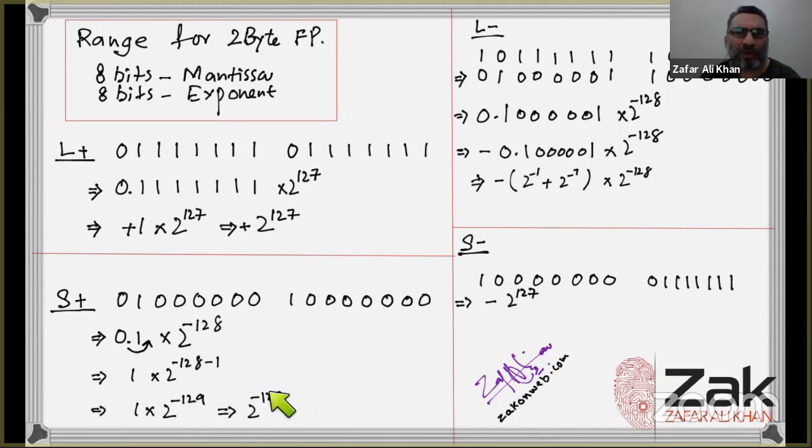2 to power minus 129 means we move the point to the right 129 times, then it would become 0 point, 128 zeros and then 1. This is the smallest positive number that we have. And the largest negative number means the negative number that is closest to 0 on the negative side. Once we convert it from negative to positive, this becomes 0.10000001 into 2 to power minus 128, and that is how we get the answer over here. The smallest negative number, farthest from 0, is minus 2 to power 127.